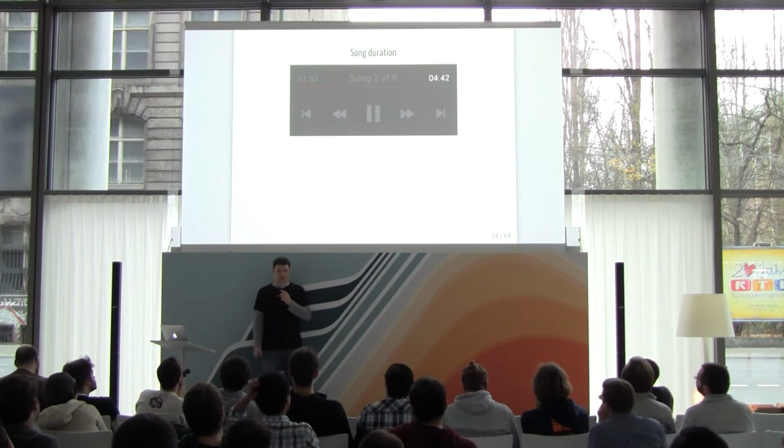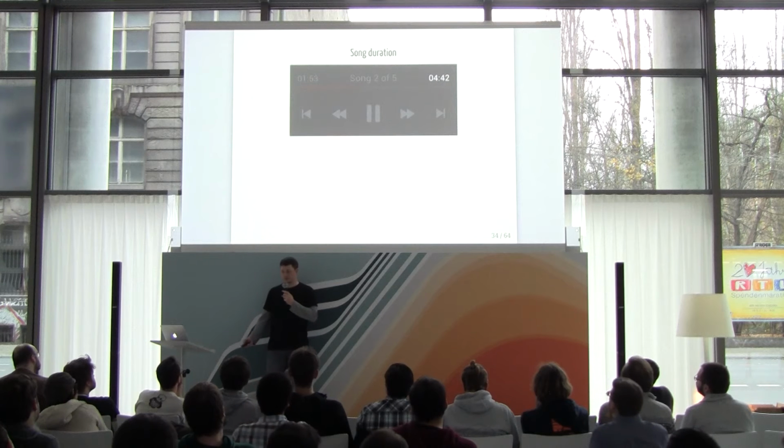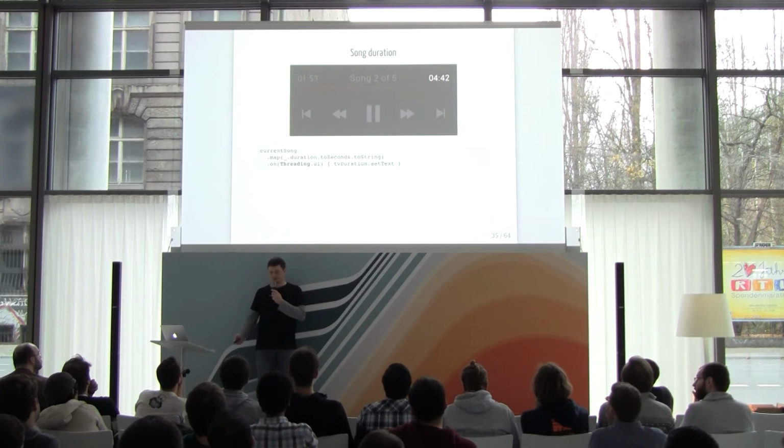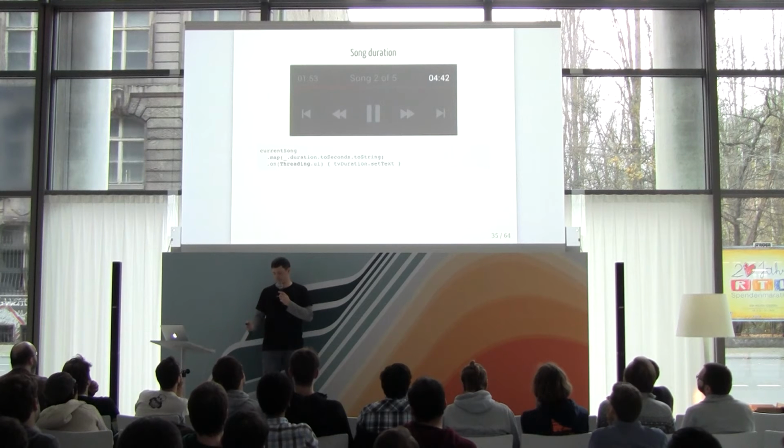Okay, we have a label. We can move on to current song duration. This will be easy. We'll just take current song, take duration out of it, convert it into string, and then make sure that on UI thread we just call set text on the proper label.